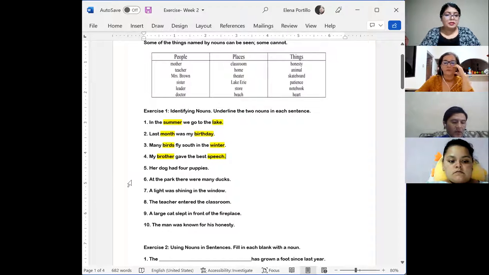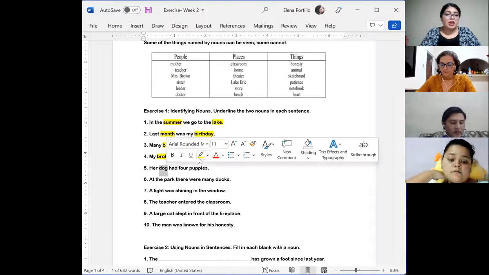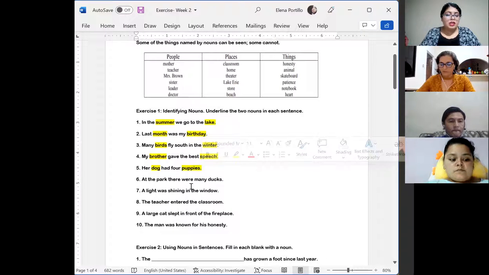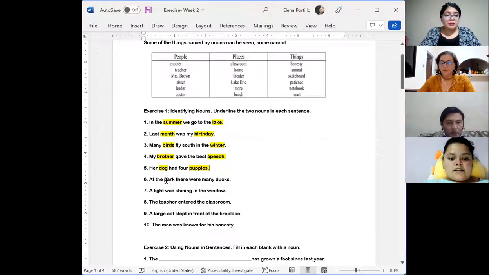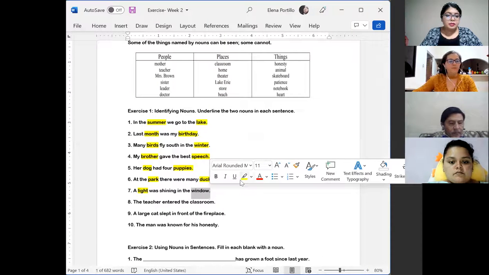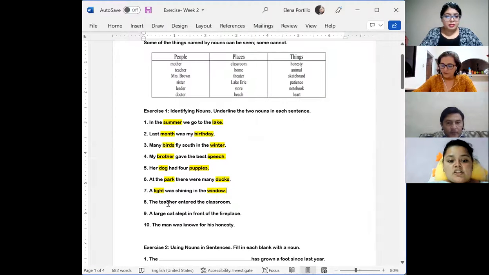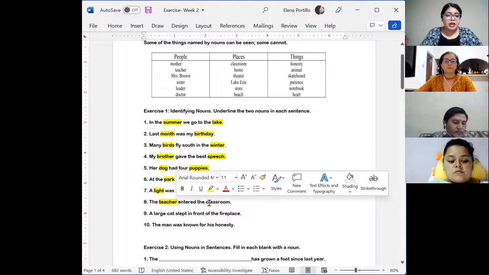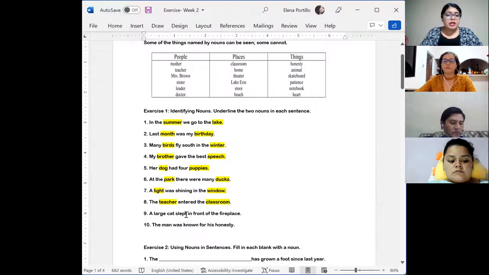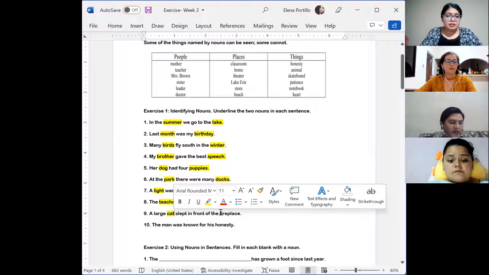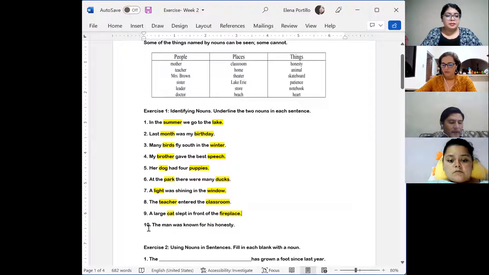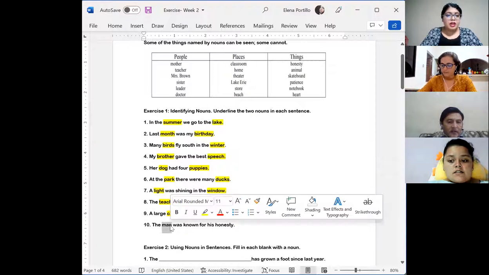Number 5. Dog and puppy. Okay, dog and puppies. Yeah. Number 6. Bark and dogs. Good. Number 7. Light and window. Number 8. Teacher and classroom. That's right. Number 9. Cat and fireplace. Okay, cat and fireplace. And number 10? Man, honesty. Okay.